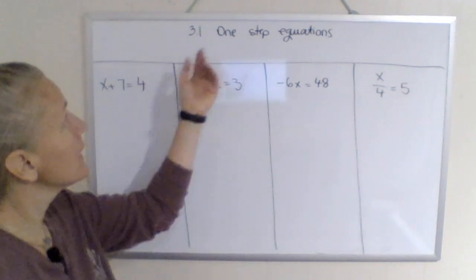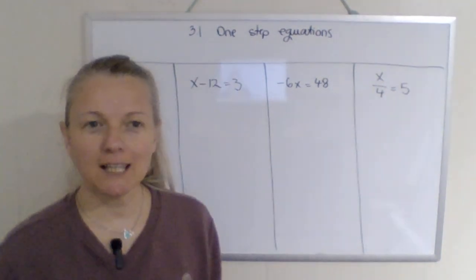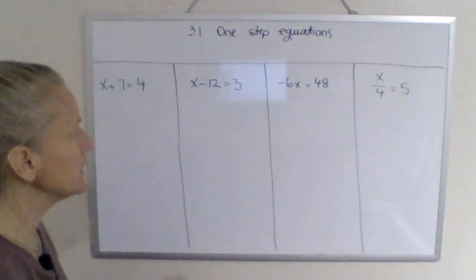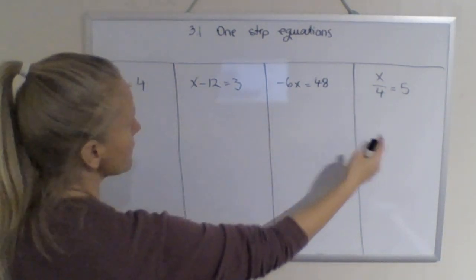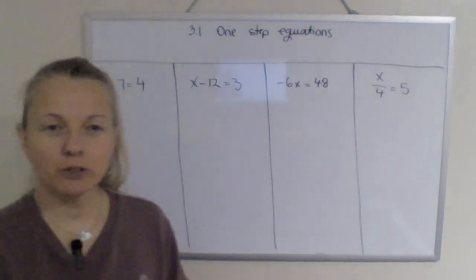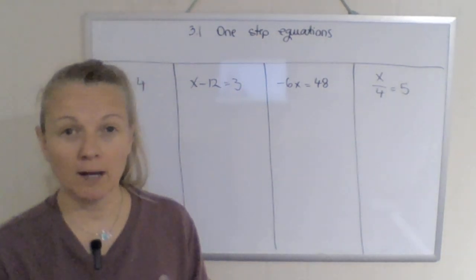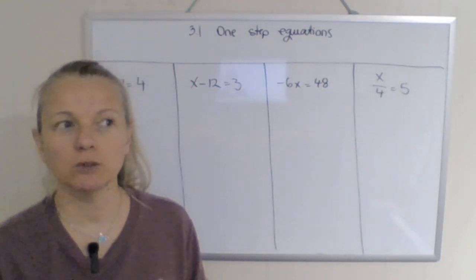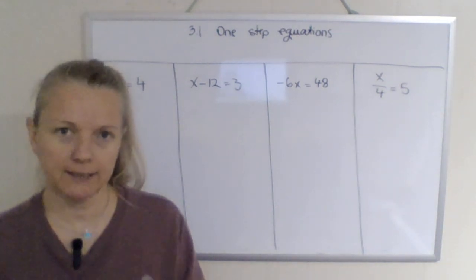what we did. 3.1, one-step equations, and that's when we just learned how to do equations. I have 4 columns because we're going to go through all 4 operations at once. But I wanted you to remember that in order to solve a one-step equation, all you have to do is do the opposite of the operation that's given to you.